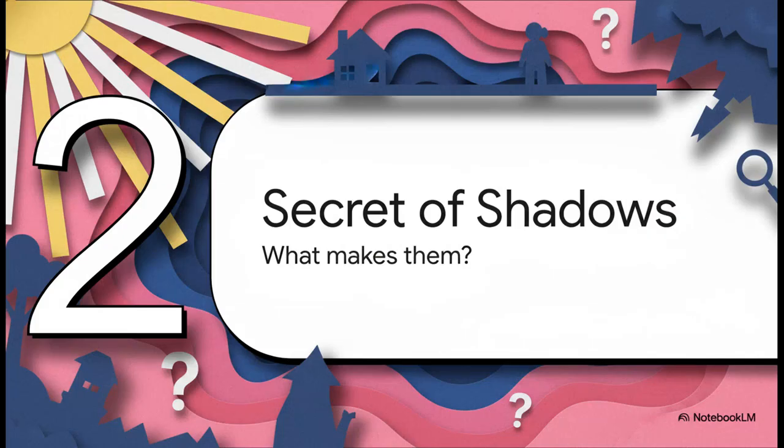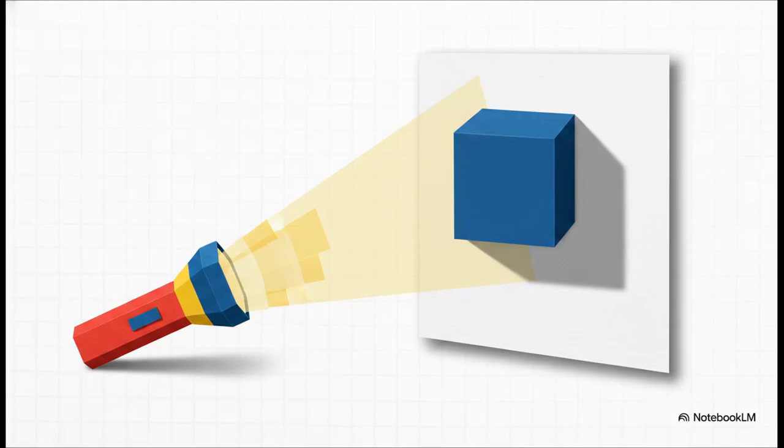Section 2. Secret of shadows. What makes them? You know, you might think you just need light and an object to make a shadow, but a shadow actually requires 3 very specific ingredients to exist. Obviously, you need a source of light. You also need an opaque object, like we just talked about, to block the light's path. But the third thing? It's almost always forgotten. You absolutely must have a screen, like the ground or a wall, for the shadow to be cast upon.